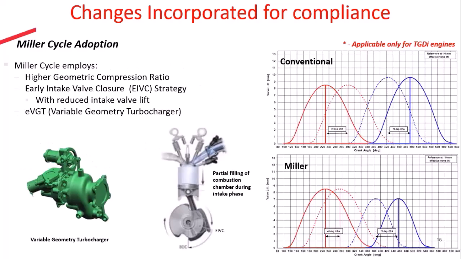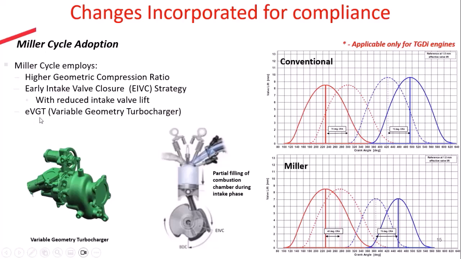Now the discussion doesn't end here. We have more to discuss. So we spoke about certain things like what the Miller cycle employs. That means the mention of a higher geometric compression ratio, then an early intake valve closure strategy, and reduced intake valve lift. Now this is important, just keep it at the back of your head. It is not only your early intake valve closure, but it also has to do with your reduced intake valve lift. So we need to be aware of both, and then it also employs EVGT.